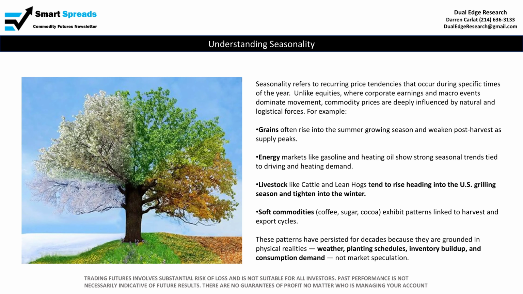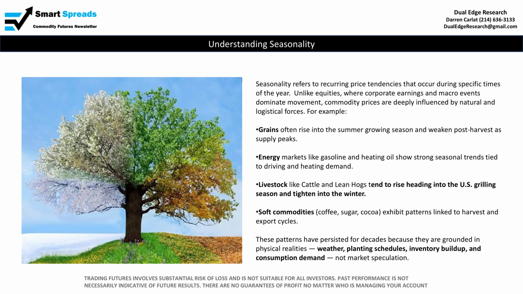One of the most reliable and consistent forces in the commodity markets is seasonality, the tendency for prices to move in recurring patterns at certain times of the year. Unlike equities, where price movement is often driven by corporate earnings or broad macroeconomic news, commodity prices are shaped by natural and logistical realities, things like planting, harvest, storage, and consumption cycles. These patterns repeat because they're grounded in physical supply and demand, not speculation.